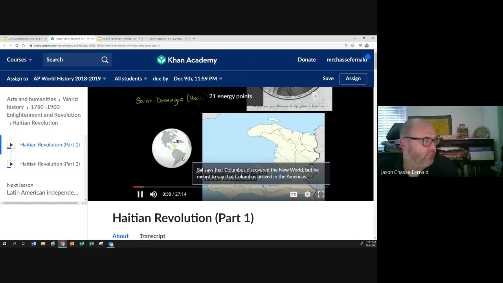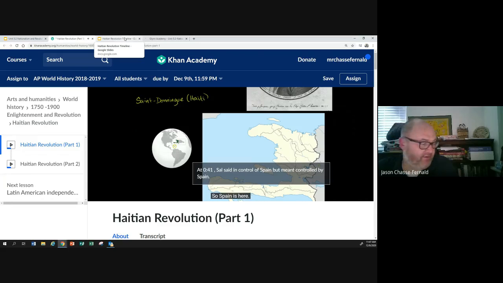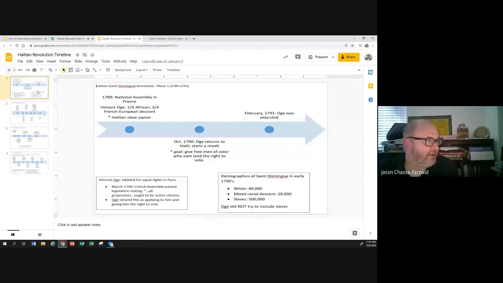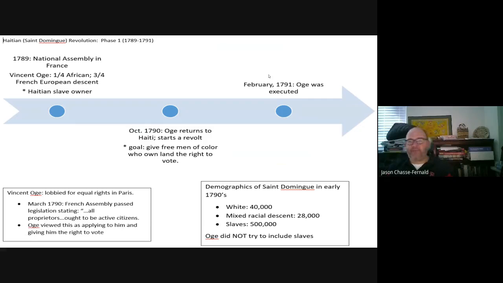And I want you to break your timeline into 4 separate phases. Handwritten timeline is what I would prefer to see, but I did create a digital one just to give you a look of what it should look like at the beginning. So the first few minutes of it, he's going to go through the first phase of the Haitian Revolution. And what you should get out of this should look basically like this.